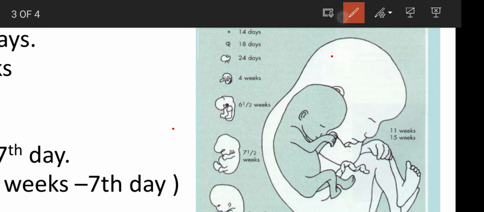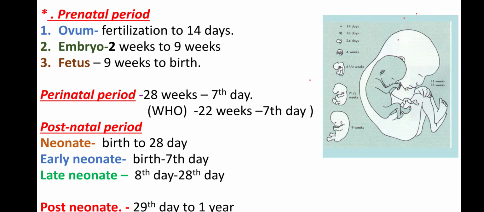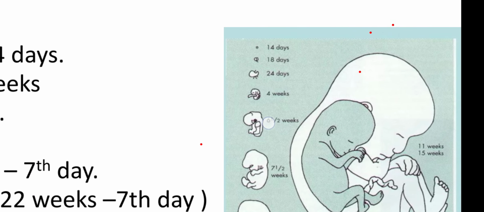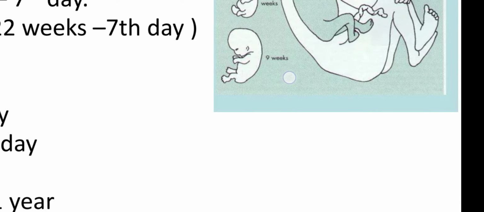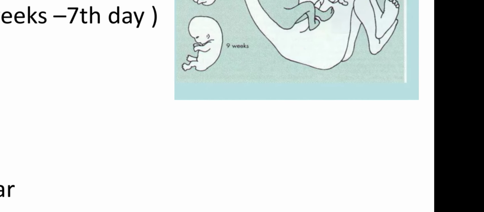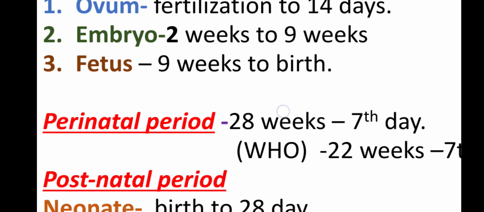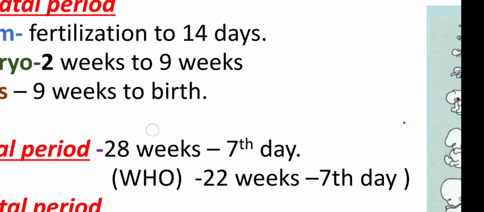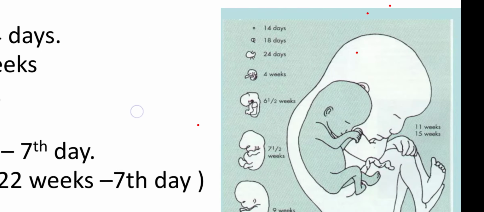So here they have given embryo, 2 weeks to 9 weeks. We can see in the picture, 2 weeks, that is 14 days, to 9 weeks, it is considered to be an embryo. Last we have fetus. From that ninth week until the baby is born, till birth, it is considered to be fetus. So this was about the prenatal period. Let us summarize this.